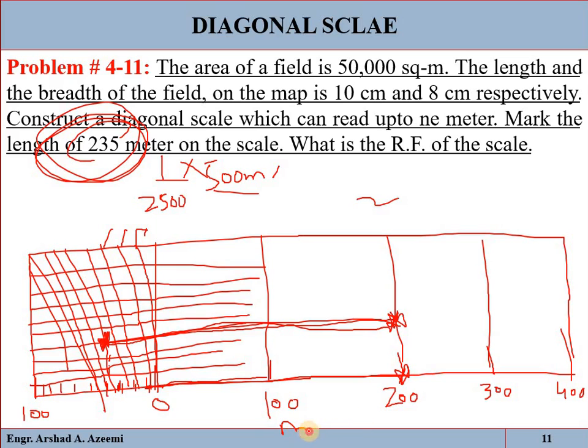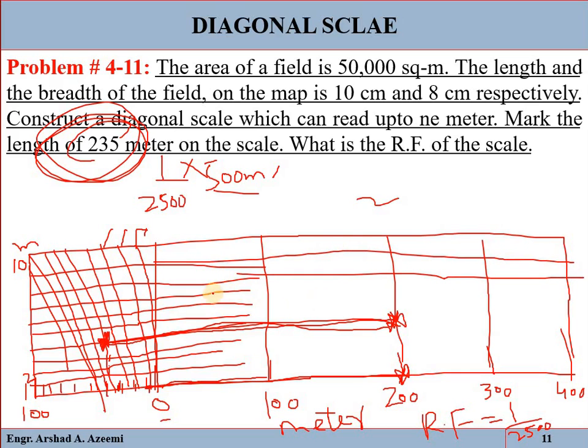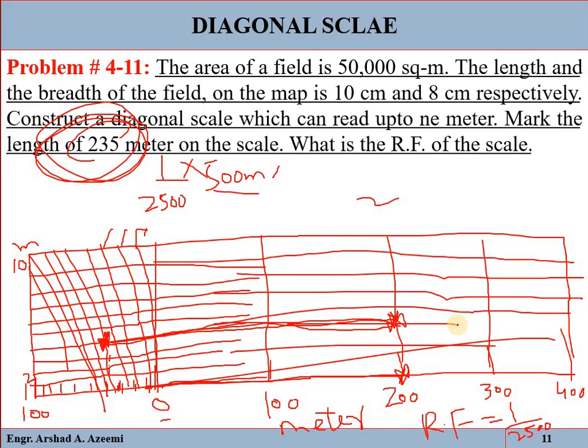Just write here the unit, because to the left side from 0 and to the right side from 0 the units are the same, so just write it at the center. It is meter. This one is also meter. Just mark here 1 2 3 4 5 6 7 8 9 10. And write here the representative fraction, that is 1/2500, which we have determined. And join these lines parallel to the last line. So that is the required diagonal scale.